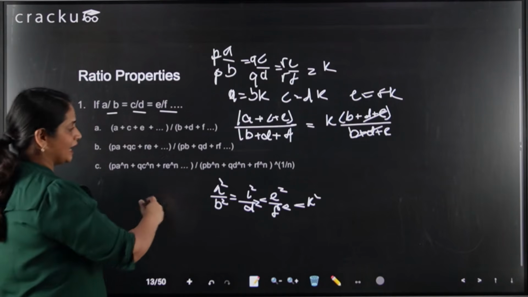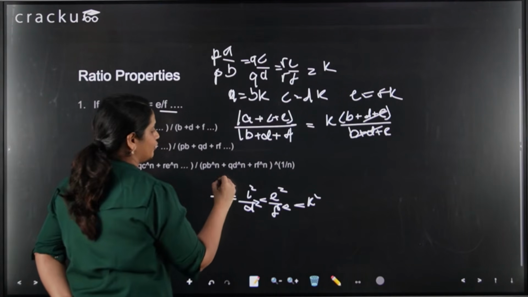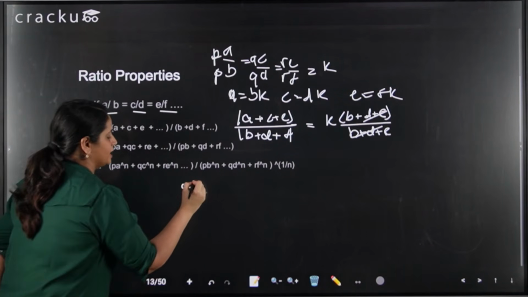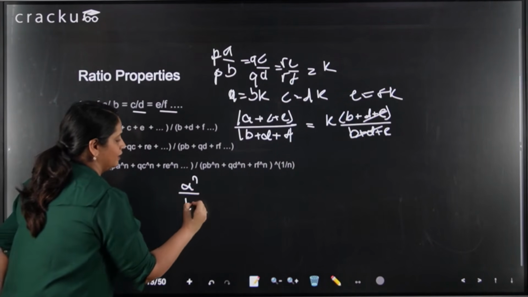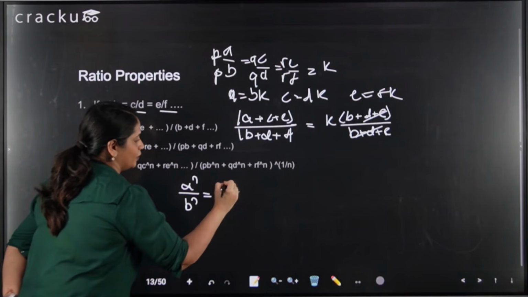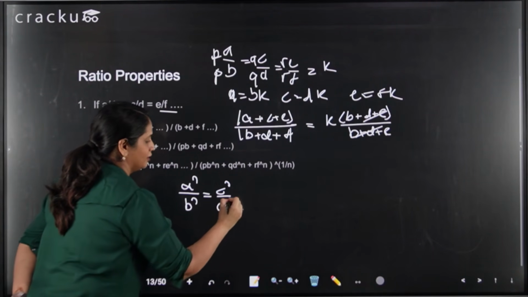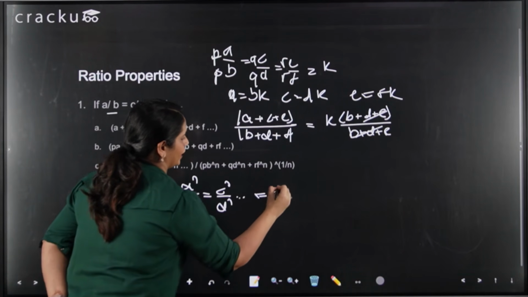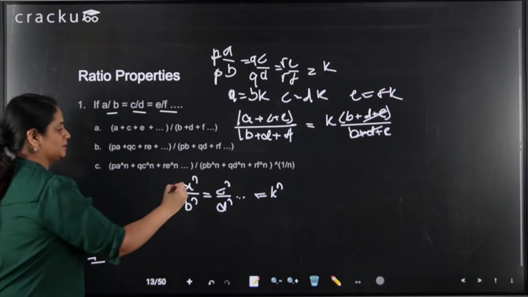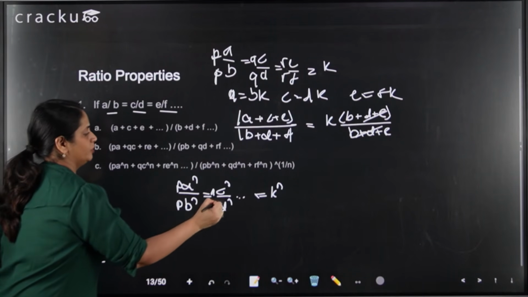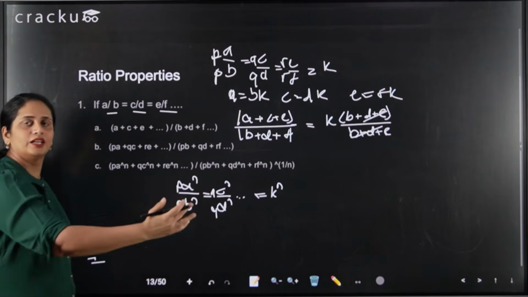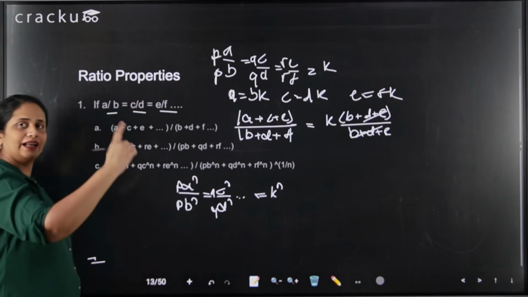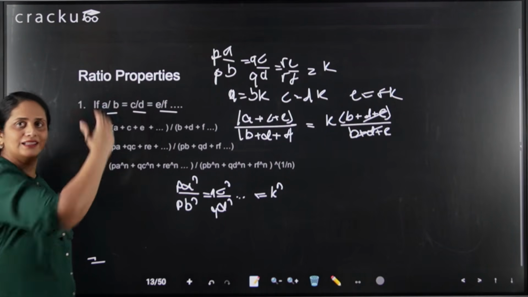So if you have an equation like this, say instead of 2 you have n over here. So what will you say? A raised to n by B raised to n will be equal to C raised to n by D raised to n and so on till this is equal to K raised to n. I will multiply this by some constant P, Q and again I take the sum. So again this entire sum will be equal to K raised to n. I take K raised to n raised to 1 by n, I get the same ratio K.